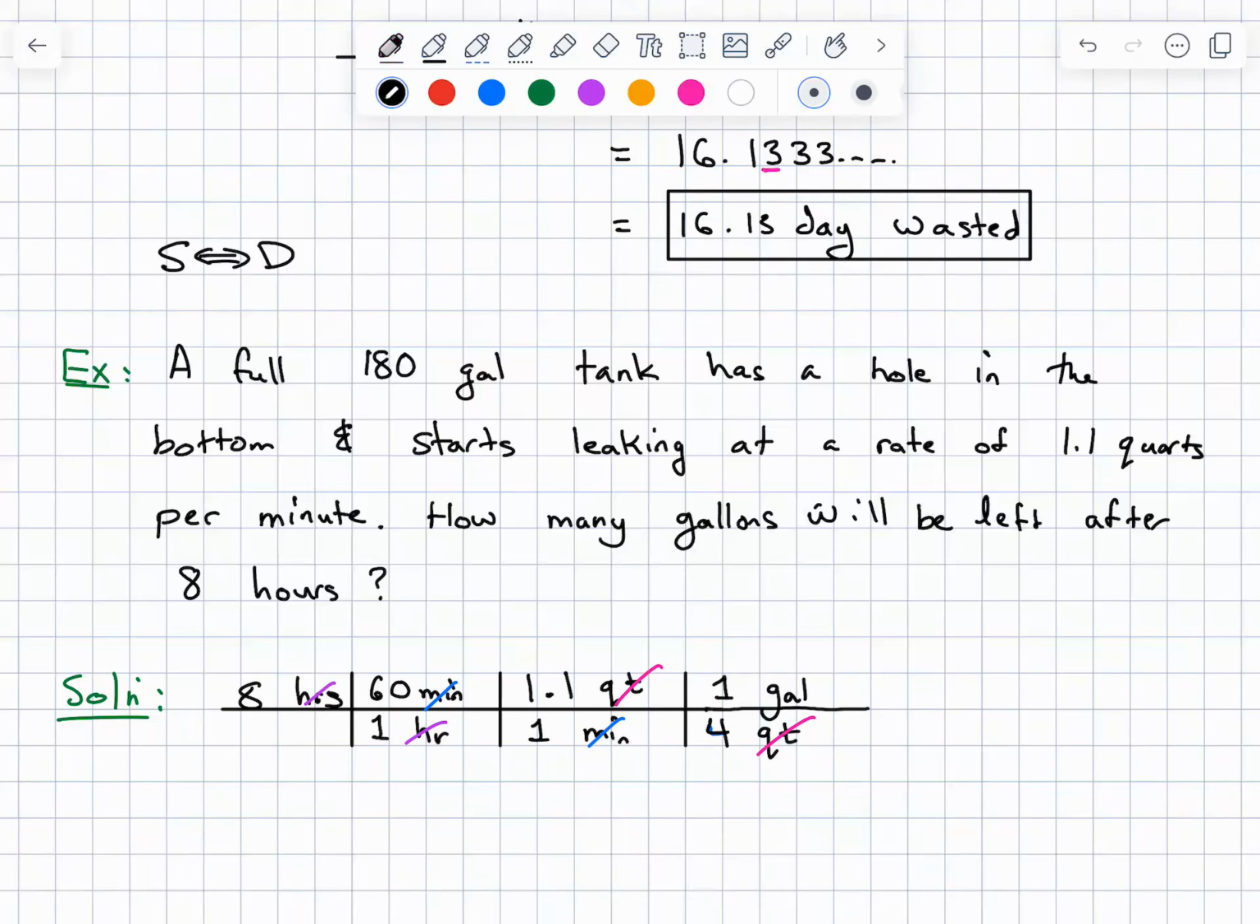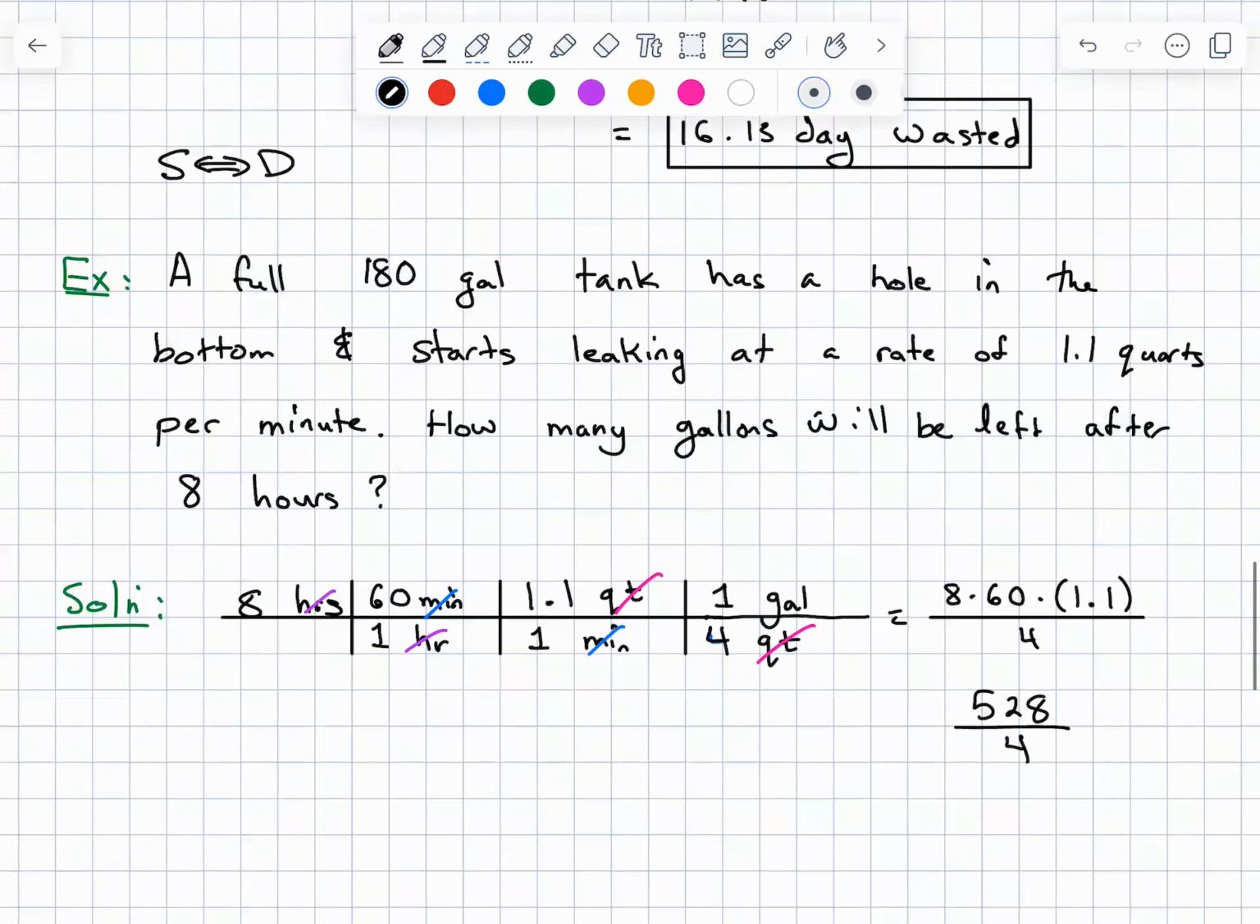So up in the numerator, I've got 8 times 60 times 1.1, and down in the denominator, I just have a 4. Multiplying the numerator out, you'll get 528 divided by 4, which ends up being 132 exactly. And that's gallons lost.